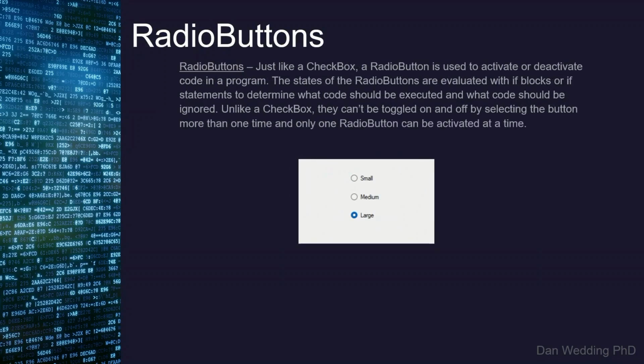Just like a checkbox, a radio button is used to activate or deactivate code in a program. The states of the radio buttons are evaluated with if blocks or if statements to determine what code should be executed and what code should be ignored. Unlike a checkbox, they can't be toggled on and off by selecting the button more than one time. And only one radio button can be activated at a time.